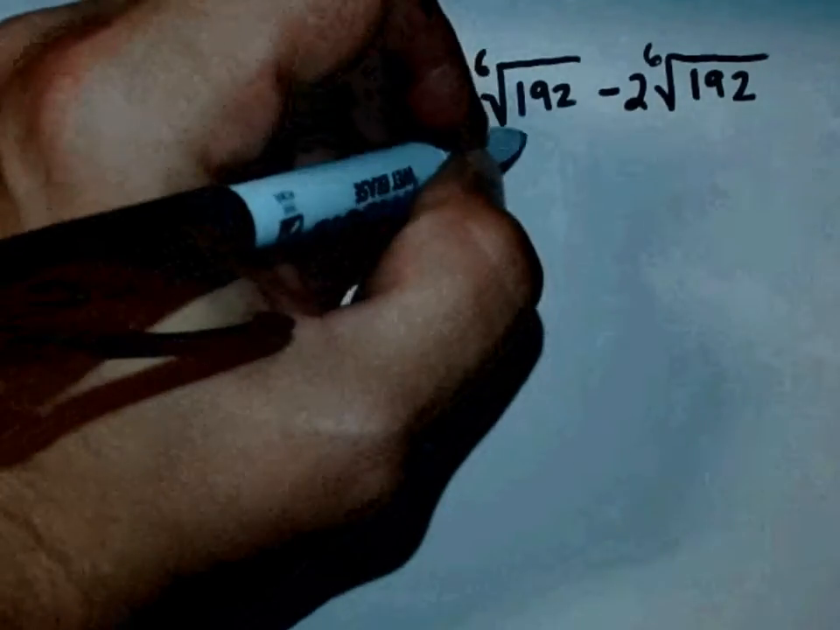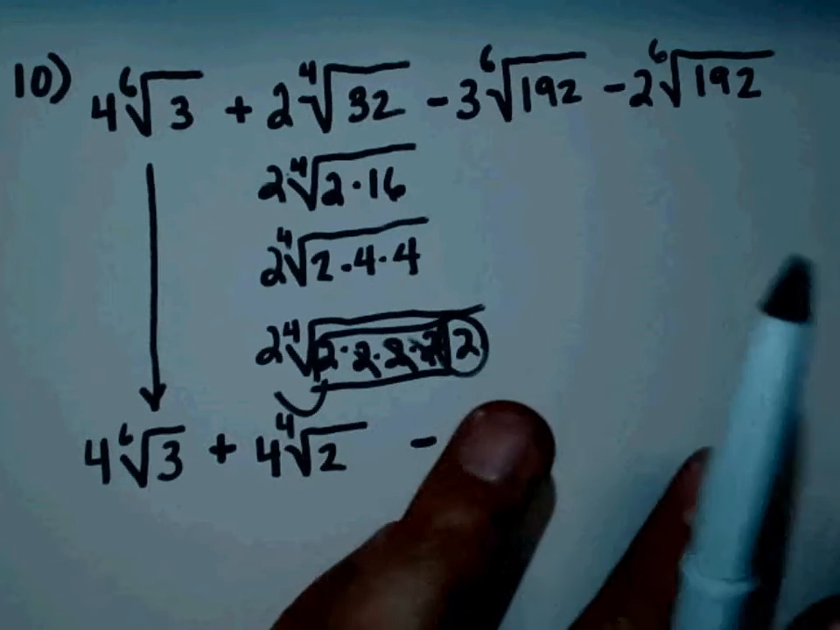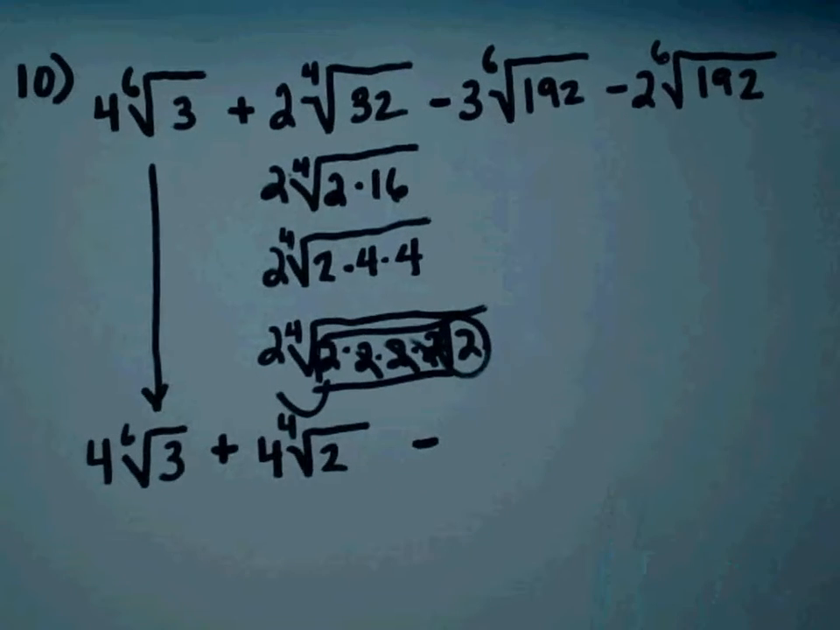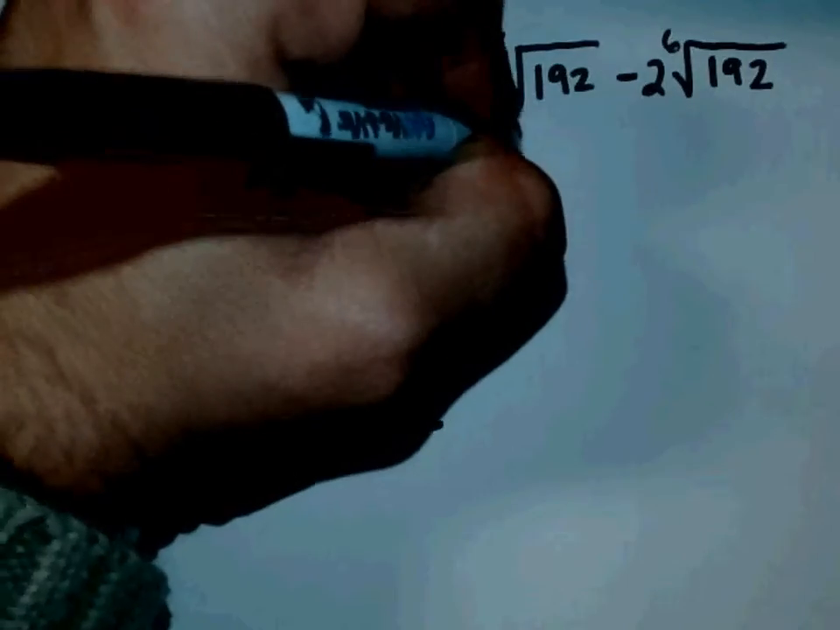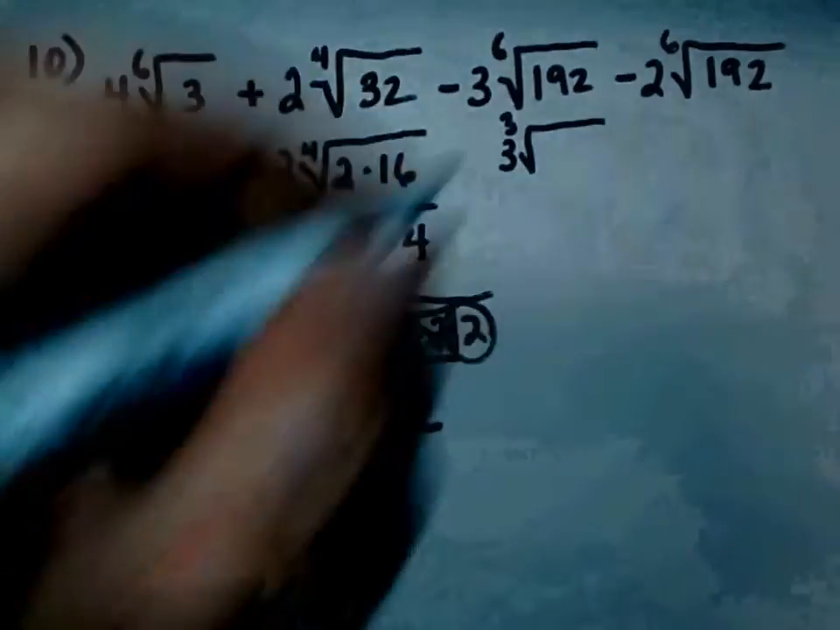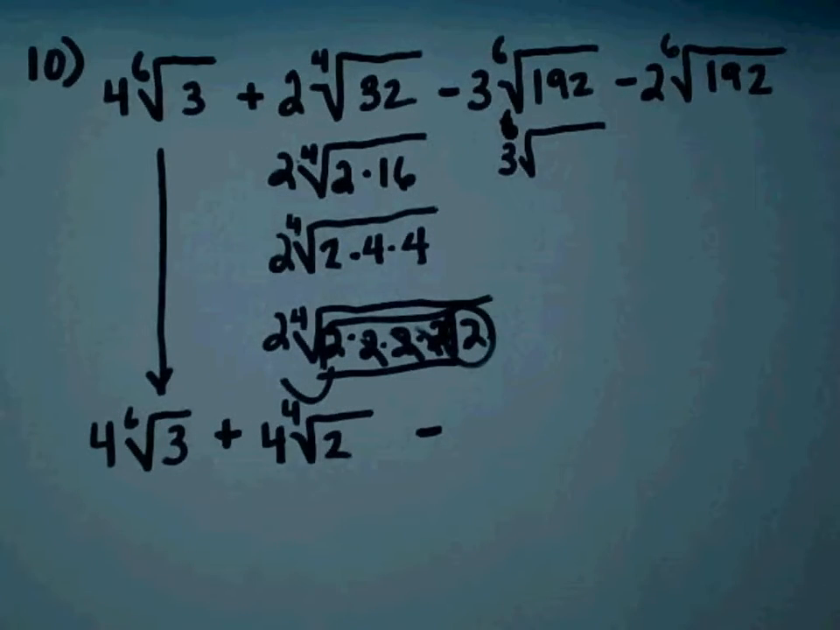And so now we've got to take the 6th root of 192. Once again, finding just the perfect squares is not going to help us. And so, what do we know? Oh, this is 6th root. What do we know about the number 192? What factors give you 192?